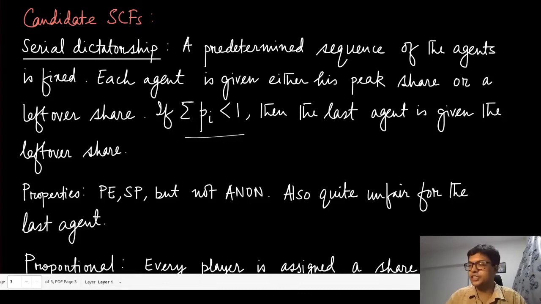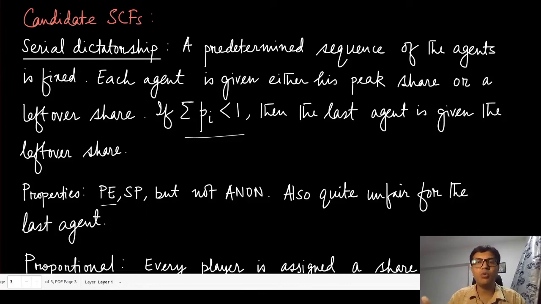So serial dictatorship is a deterministic mechanism, a deterministic social choice function. It satisfies Pareto efficiency. Why? Because if you look at the sequence, the first n-1 agents have actually got their peak share, as long as the shares are available, and they will never like to exchange anything.